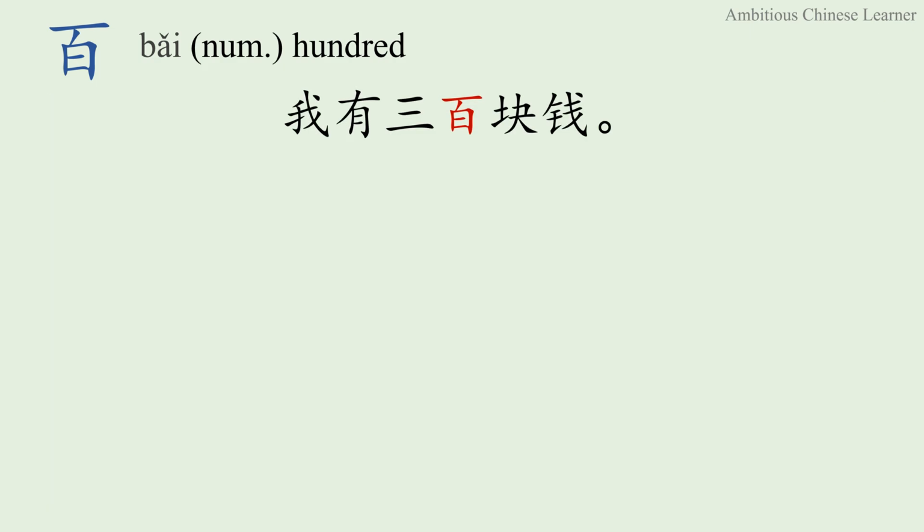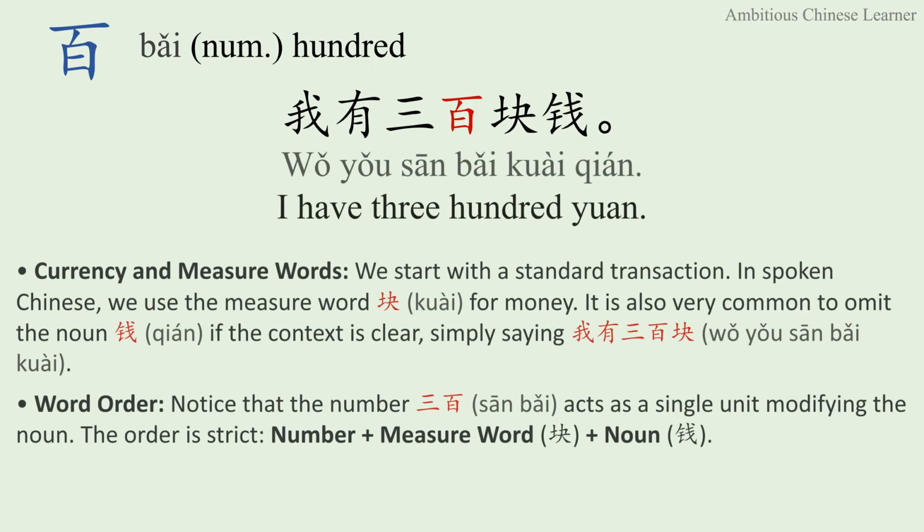我有300块钱. I have 300 yuan. 我有300块钱. We start with a standard transaction. In spoken Chinese, we use the measure word 块 for money. It is also very common to omit the noun 钱 if the context is clear, simply saying 我有300块. Notice that the number 300 acts as a single unit modifying the noun. The order is strict: number plus measure word 块 plus noun 钱.